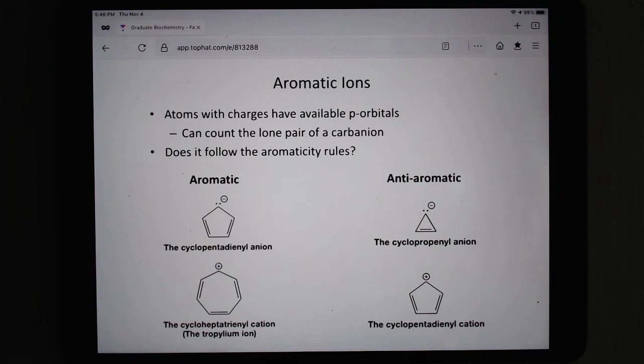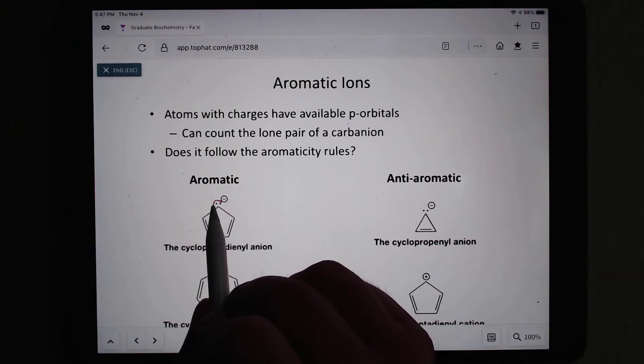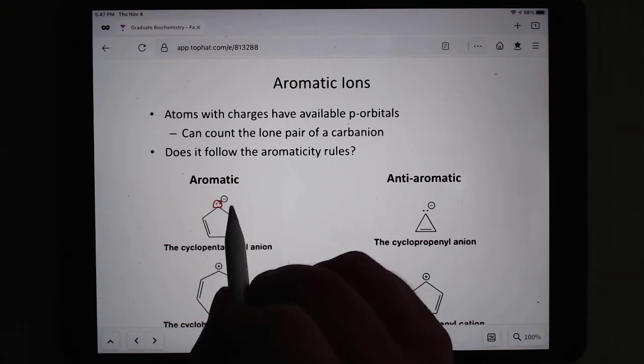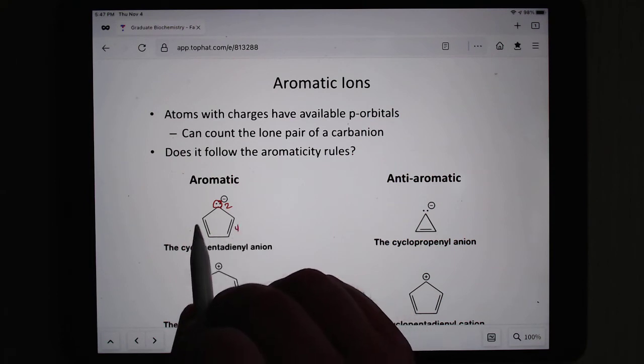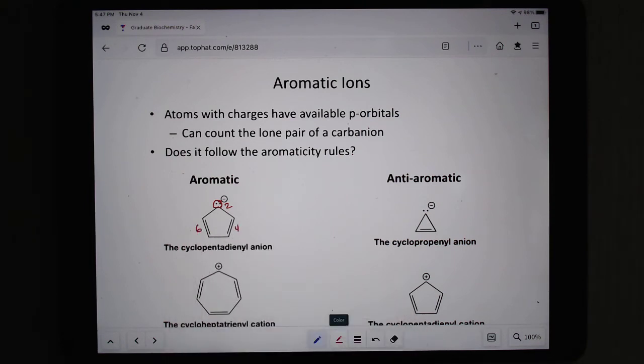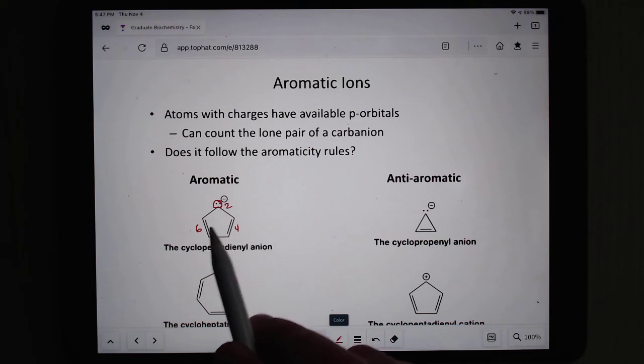Now with carbons, if you have a lone pair on a carbon, you have to count it no matter what. There's no sometimes count it, sometimes don't. That's only for heteroatoms. For carbons, you have to count them. So you can put a charge on here. For this one, because it has a lone pair, we're going to count those as 2, 4, 6, like that. So that's aromatic.